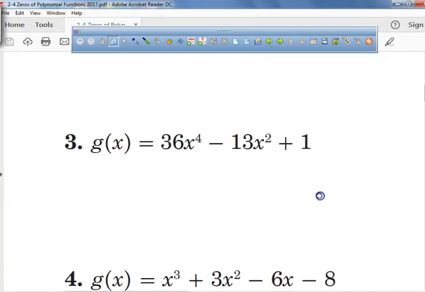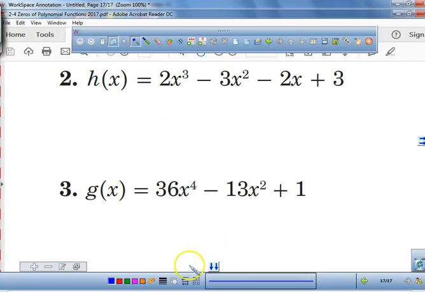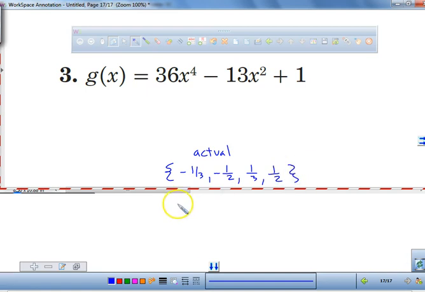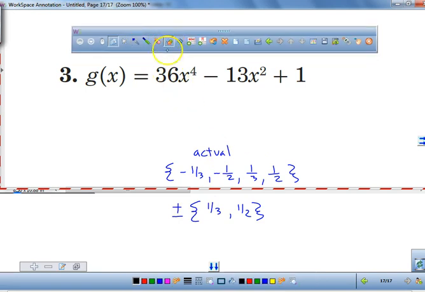I want you guys to do for number 3, or your actual, remember we've already listed all the possible, for your actual real zeros, you can list a negative 1/3, a negative 1/2, a positive 1/3, and a positive 1/2. That's one way to do it. Or you could do plus or minus, and you can say plus or minus a third and a half. Either way, if you do it this way, what do I want to make sure I see out in front? I want to see the plus or minus out in front.